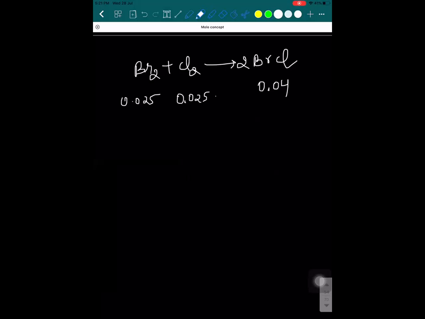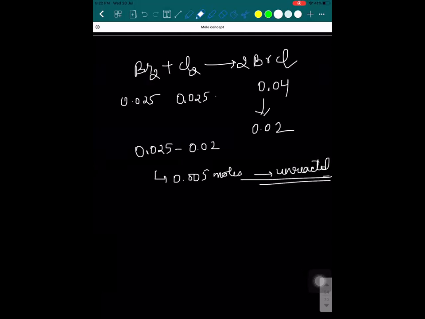Just a minute. Here I am having Br2 plus Cl2 giving 2 BrCl, right? How much moles will I get for this? 0.04, and initially the moles are 0.025. Okay, so it means half of it, 0.02 moles, will be there. So 0.025 minus 0.02 is coming out to be 0.05 moles, which will be unreacted. Yes or no? It is not the half if I have to take it in the case of bromine.